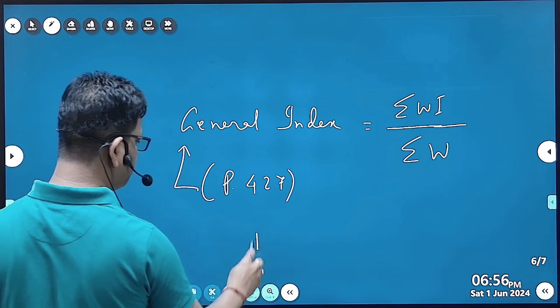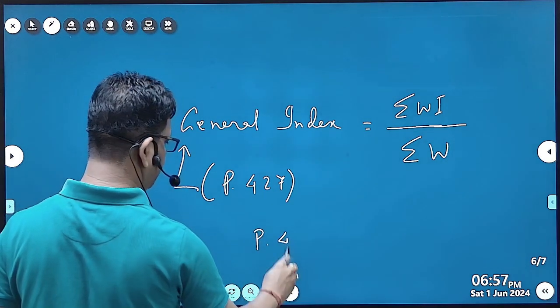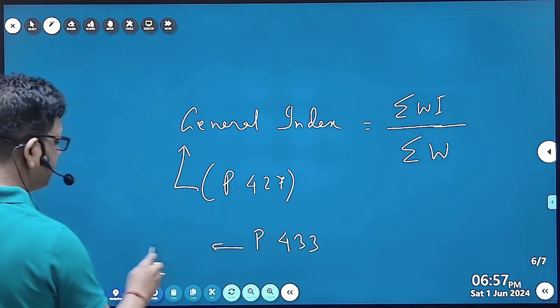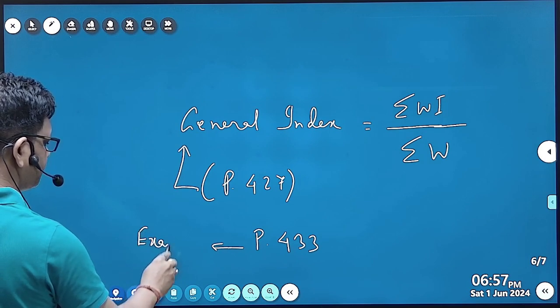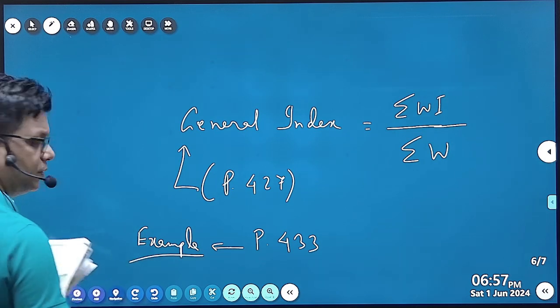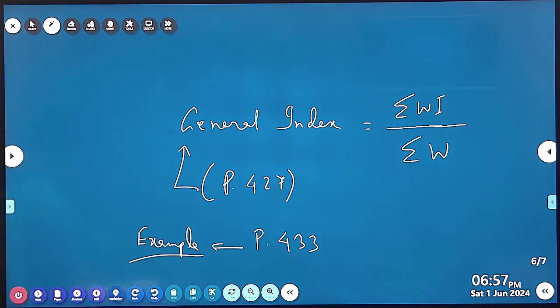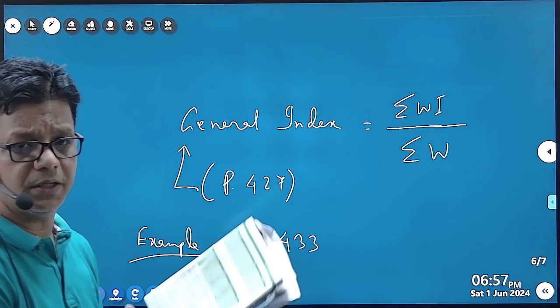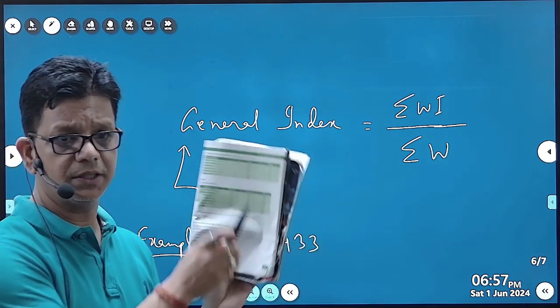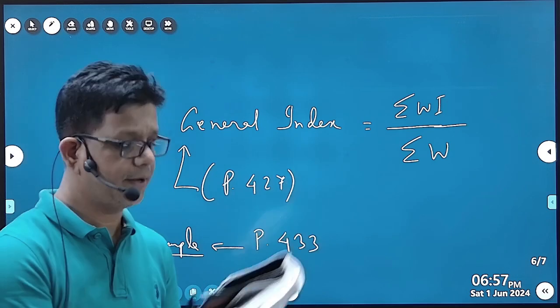Now, go to page number 433 to understand one example. Page number 433 to understand this. Actually it is an easy one. Page number 433, look at this. Example number 9. Got it? Could you see this? Example number 9.